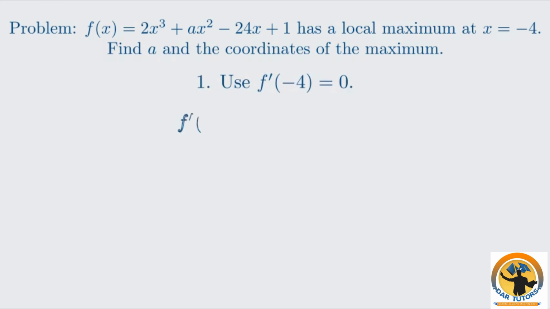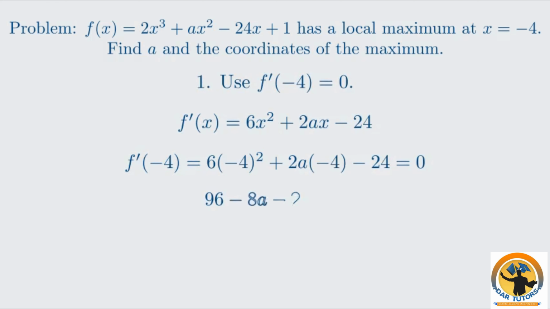Let's start with the first condition. We find the derivative, f prime of x, which is 6x squared plus 2ax minus 24. We know that f prime of negative 4 must be 0. Substituting x equals negative 4 into the derivative gives us 6 times 16, plus 2a times negative 4, minus 24, which equals 0. This simplifies to 96 minus 8a minus 24 equals 0, or 72 minus 8a equals 0. Solving for a, we find that a equals 9.